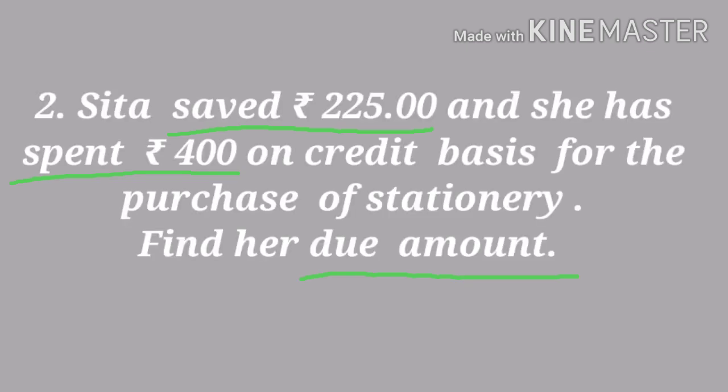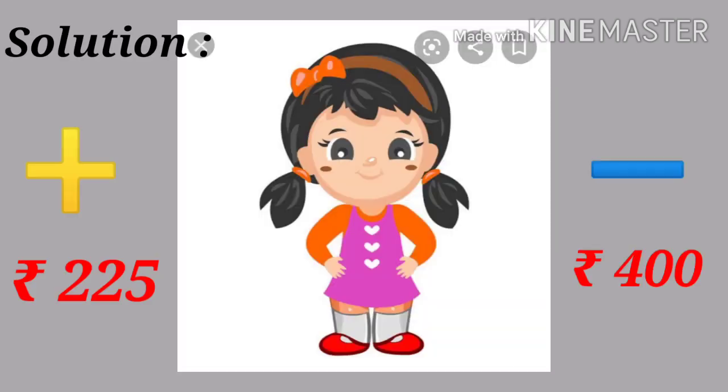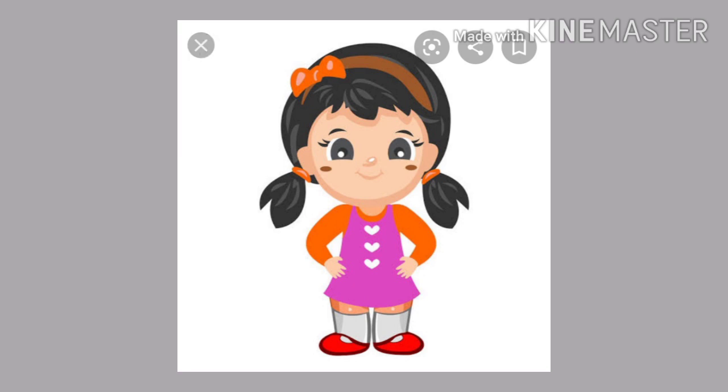Second problem, Sita saved rupees 225 and she has spent rupees 400 on credit basis for the purchase of stationery. Find her due amount. In this sum, we have to consider the money Sita has as positive integer, that is plus 225, and the money she spends for the purchase as negative integer, that is minus 400.